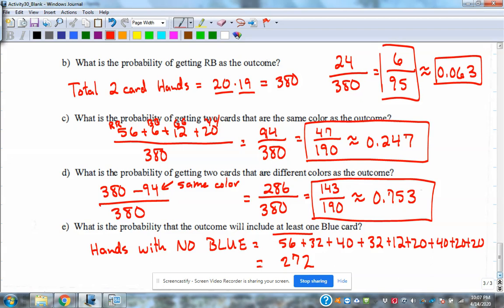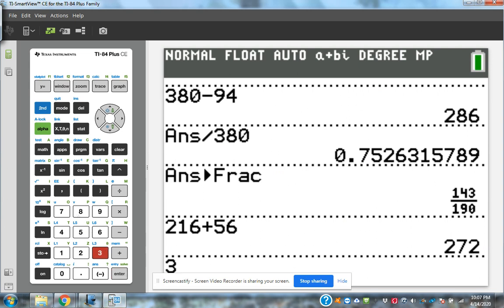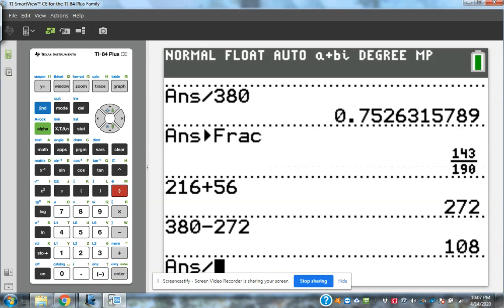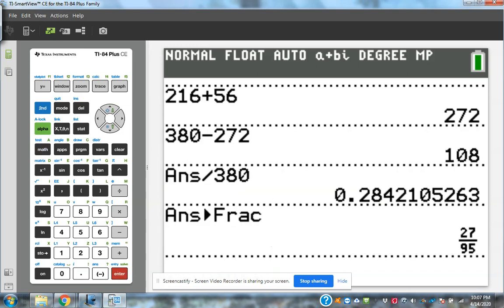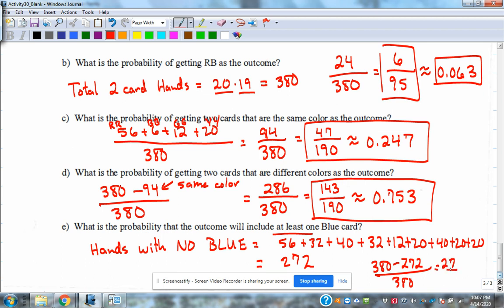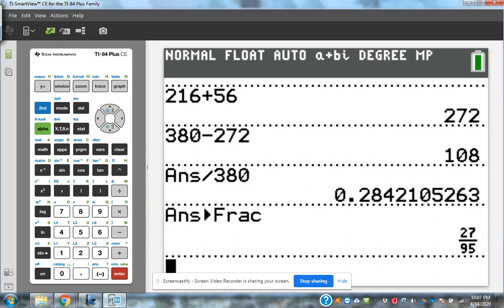So that means how many hands have blue? 380 minus 272 over 380. So we're getting probability here. So 380 minus 272 divided by 380. Math, enter, get the reduced fraction, 27 over 95. Decimal approximation. Again, going 3 places, 0.284.